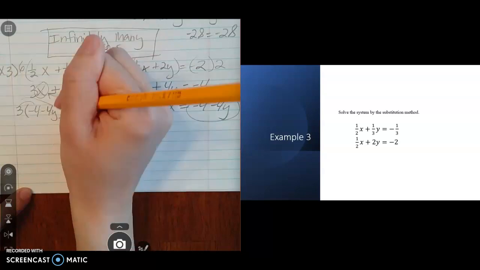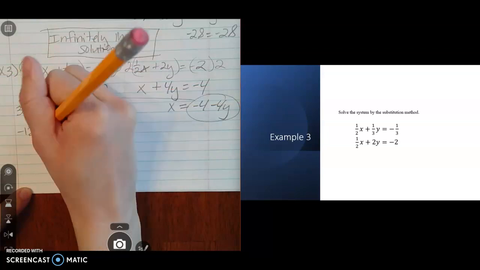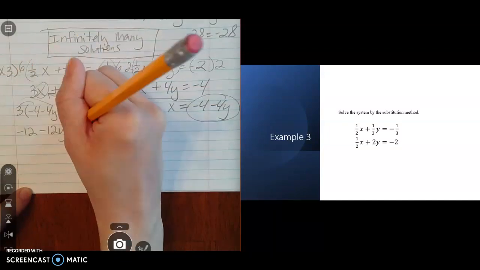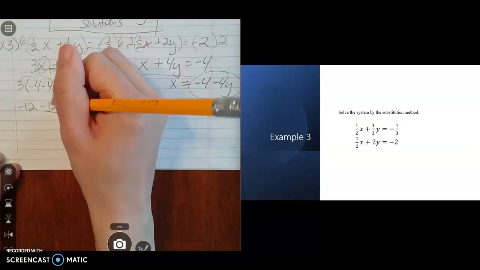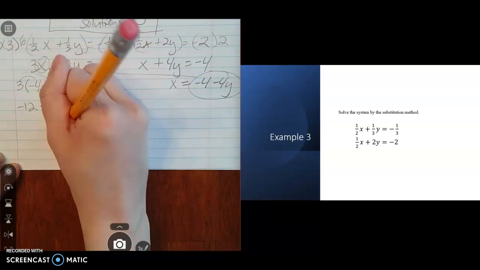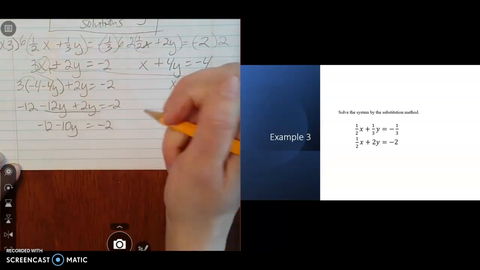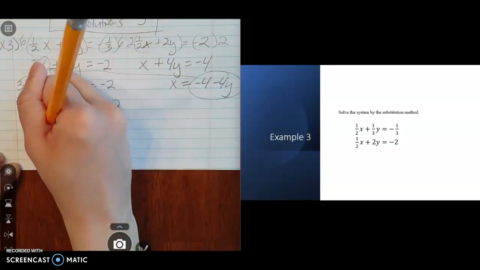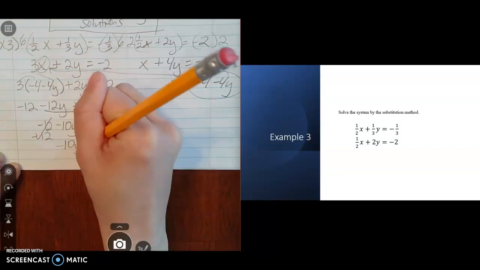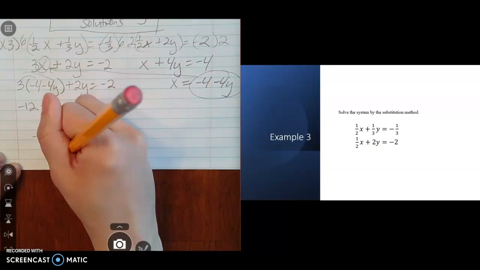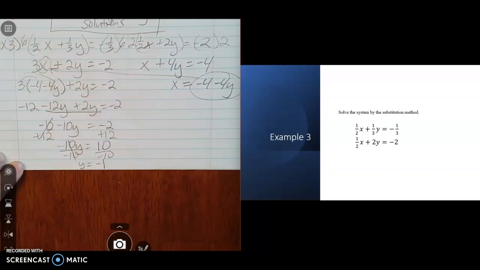From here, I'll distribute my 3. So 3 times -4 is -12. 3 times -4y would be -12y, and the rest of the equation stays the same. I can combine like terms. Negative 12y plus 2y would be negative 10y. I still have a negative 12 on this side, and it still equals negative 2. To solve from here, I'll add 12 to both sides. So now I have negative 10y equals positive 10. And then I'll divide both sides by negative 10, which means that y equals negative 1, which is nice.